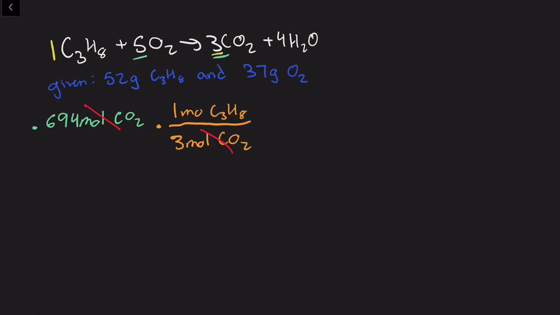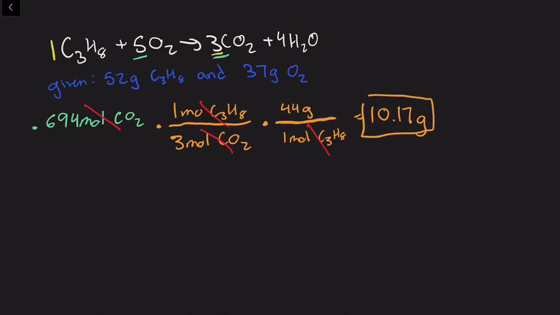Now we're working with moles of C3H8, but we were given grams of C3H8, so it might help to find our answer in grams. So now we're going to use our other conversion factor, our molar mass, and we're going to do 1 mole of C3H8 is approximately 44 grams. So now we cancel out our moles, we're left with grams. Perfect. So now we're going to do 0.694 times 1/3 times 44 over 1, giving us a total of 10.17 grams. So what does this 10.17 grams mean?